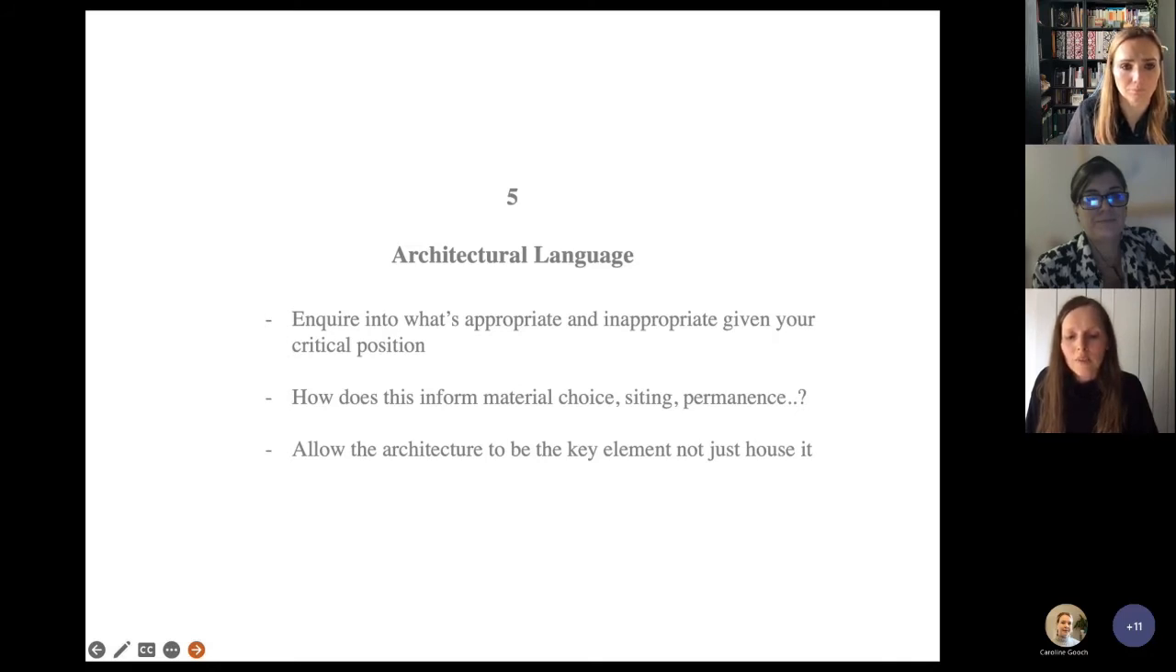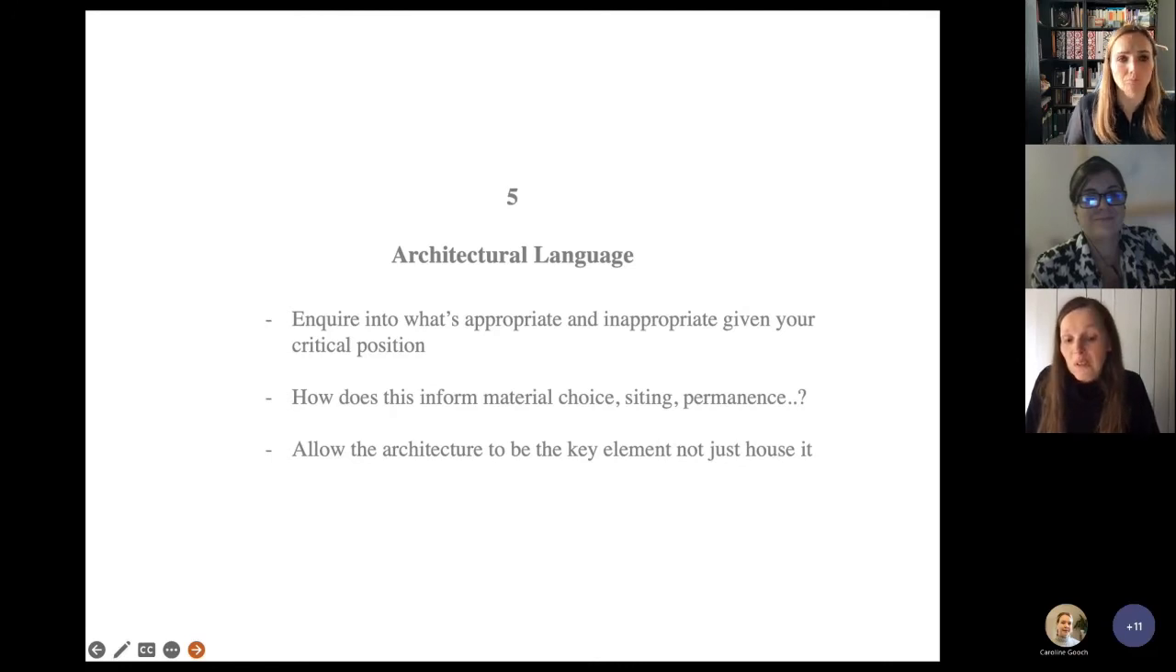So start to explore how that defines the architectural language. Think about what's appropriate and what's not appropriate. And it can sometimes help to actually think about what's the most inappropriate thing you could possibly do. It seems so much easier. So something completely laughable. So if you were concerned with the environment, you know, what could be the most inappropriate thing you could possibly do?